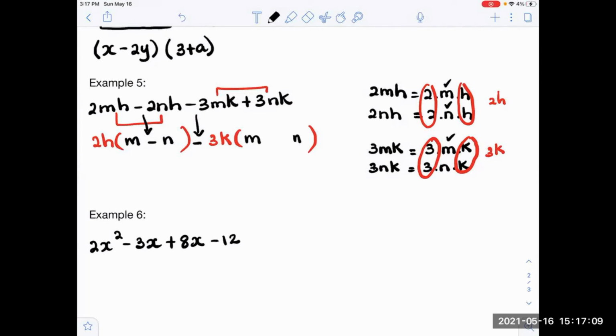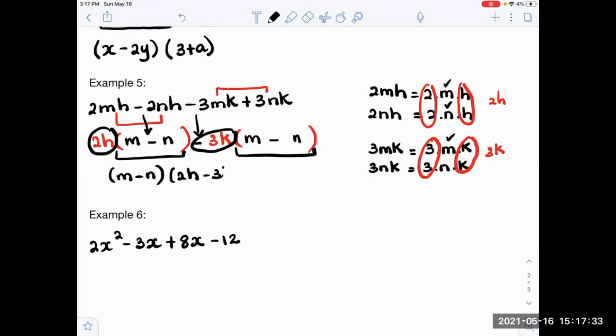If at this point you are unsure as to which sign to put in your bracket, check the first bracket and the sign must be the same. So here I will have a negative. Since this bracket is identical to this bracket, I can write it m minus n, and I will be left with 2h minus 3k, which when multiplied together will give me back the original.